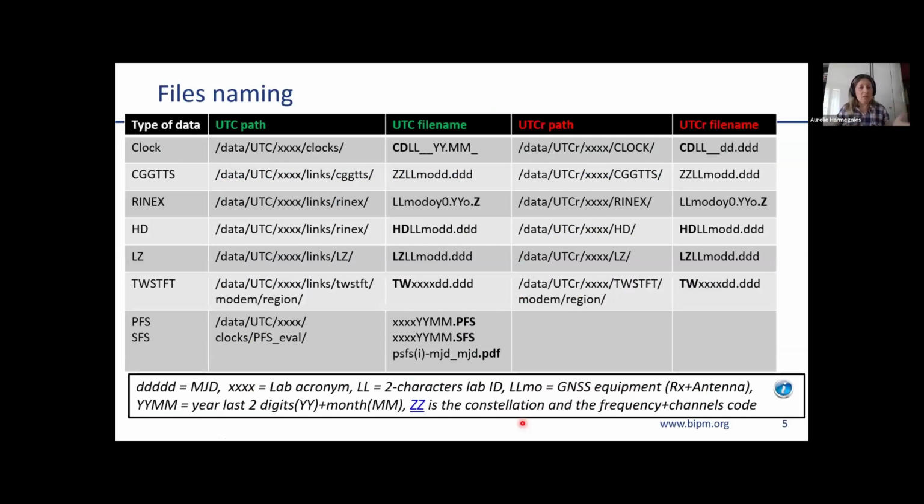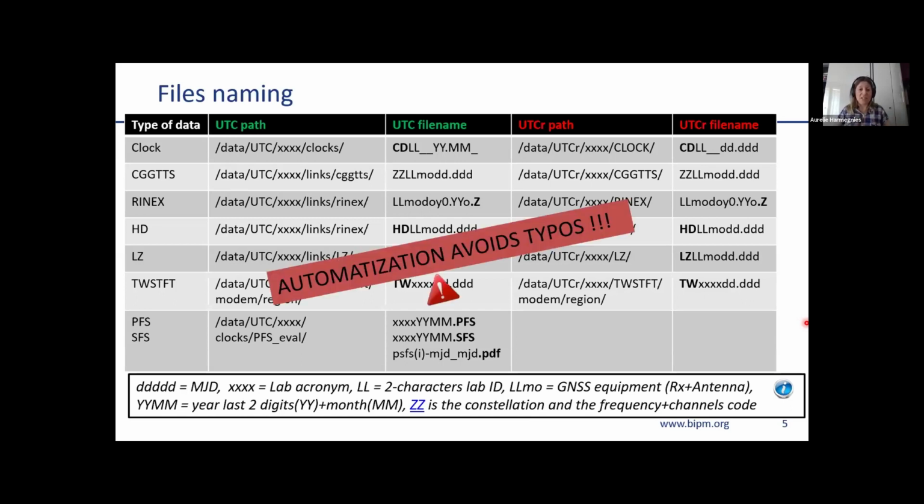Here is a view of all the kinds of files you are likely to provide and that we have to process. As you can see, this is a bit complex, and we strongly encourage you to do it in an automated way to avoid typos in the file names, because the file name is the basis on which our process works. If it is not correctly named, the data won't be processed.